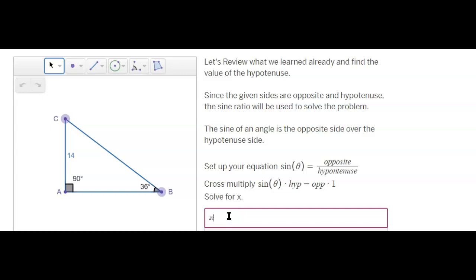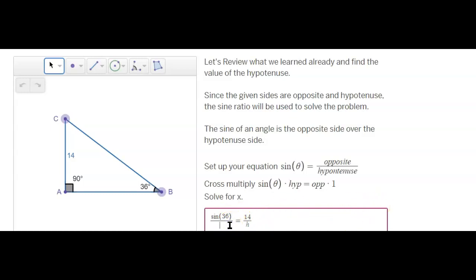Let's go ahead and put in this information. Sine theta is 36 degrees. This is equal to the opposite, which is 14, and we don't know the hypotenuse, so I'm just going to put in h. You could also put in x if you wanted to. Now I'm going to cross multiply, remembering that if I put a 1 under this, it's still the same information. So sine 36 times h is equal to 14 times 1.